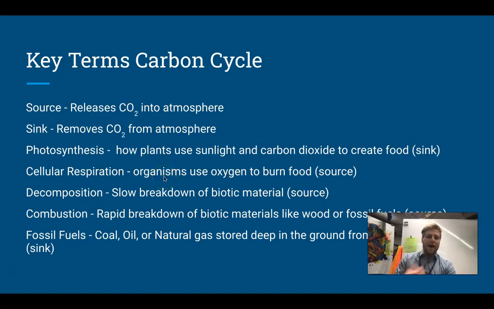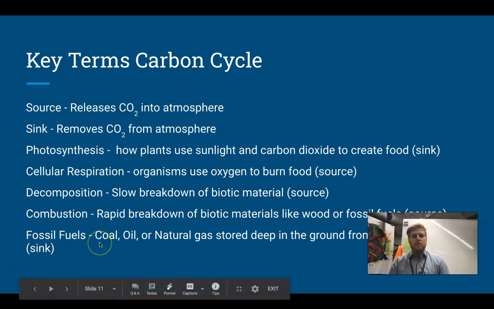Cellular respiration is essentially the opposite. Organisms like you and me, and plants included, so animals and plants do this. They take food and they break it down using oxygen, which releases CO2 into the atmosphere. So that's a source of atmospheric CO2. You've got decomposition, so those are things like fungi that break down dead and rotting materials. So that is a slow breakdown of biotic material. That's a source. Combustion, in general, when we're talking about CO2, is the rapid breakdown of biotic materials like wood or fossil fuels. So when you burn fossil fuels or you burn wood, you release lots of CO2 into the atmosphere. That is a source of atmospheric CO2.